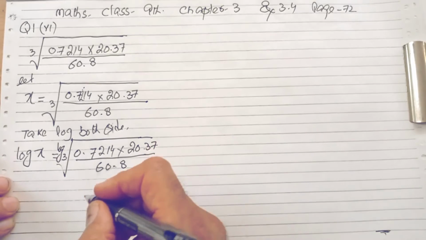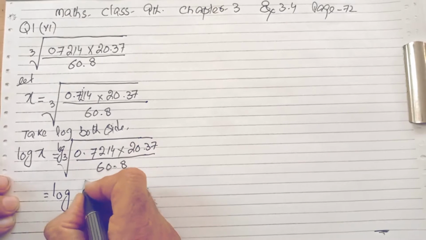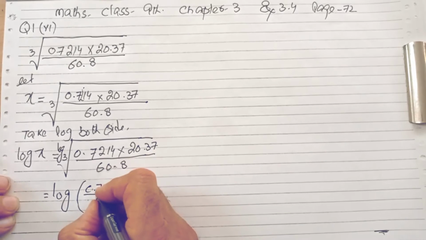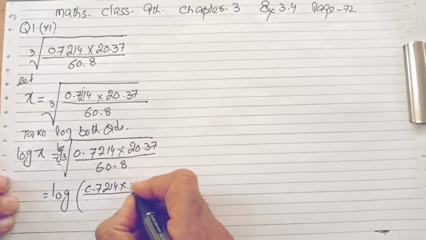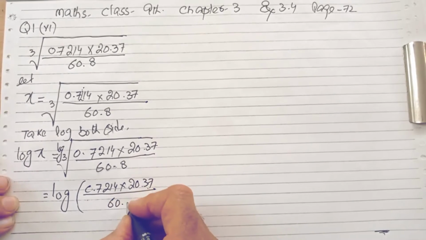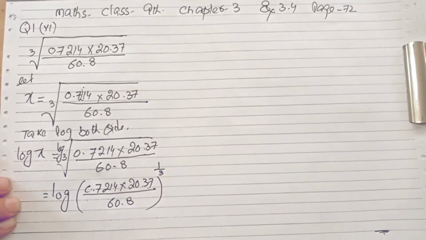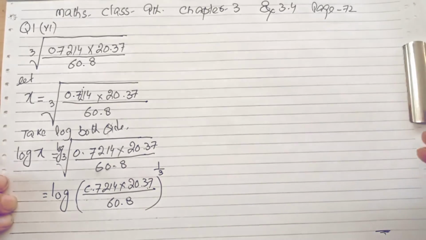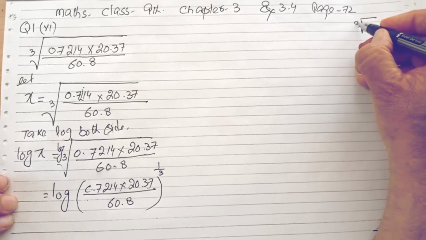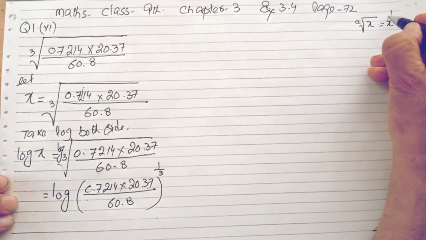Now instead of this you can write it like this: log of (0.7214 into 20.37 over 60.8) whole raised to the power 1 by 3, because if there is a root of x, then you can write it like this, x raised to the power 1 over a.